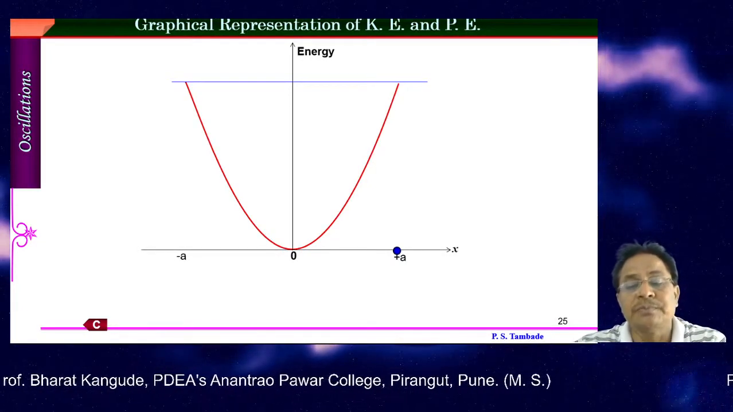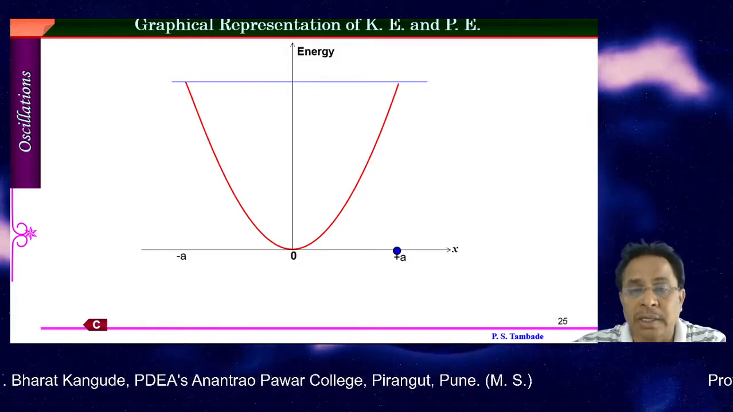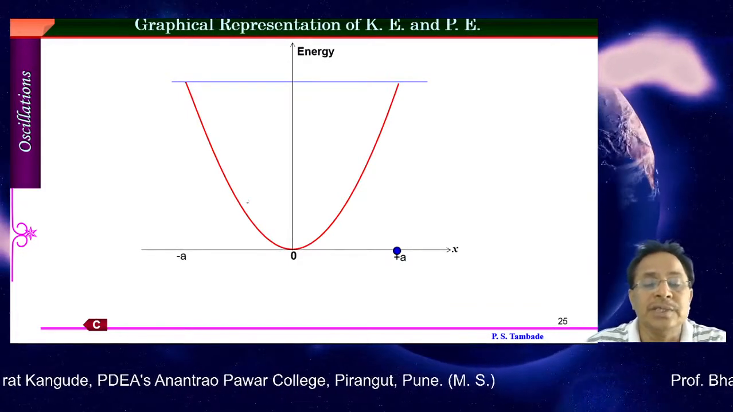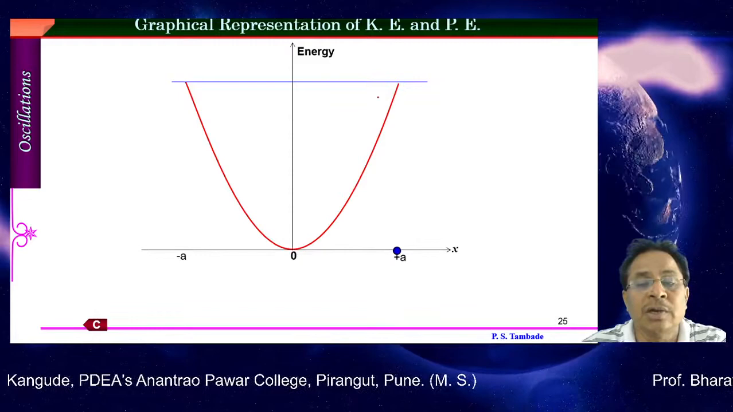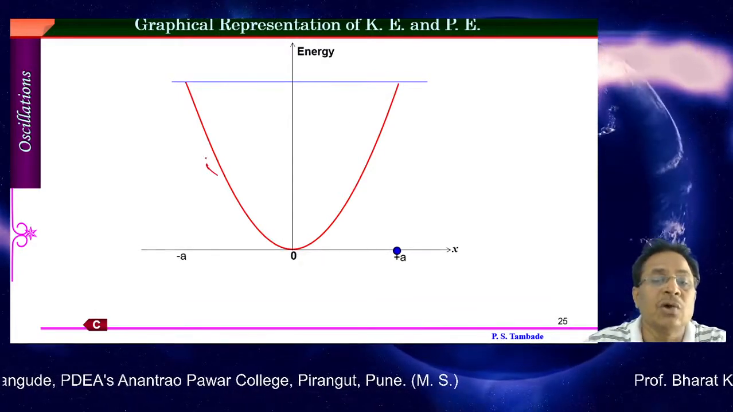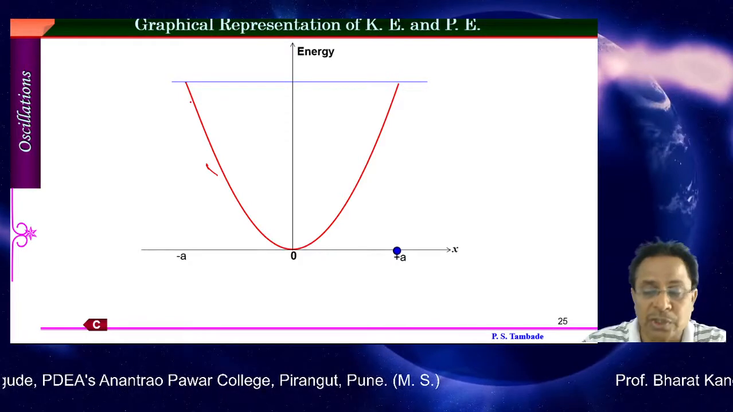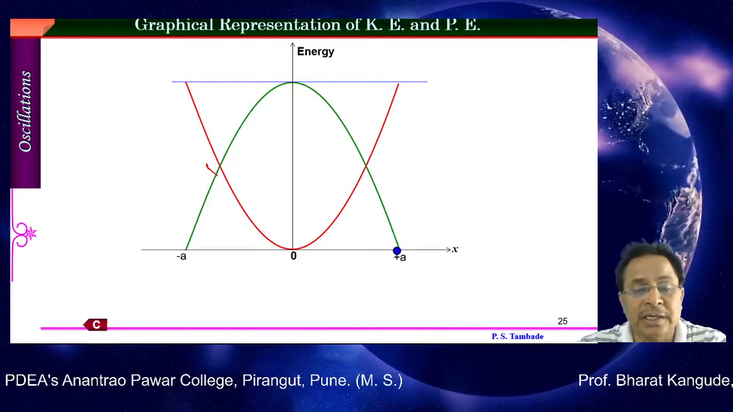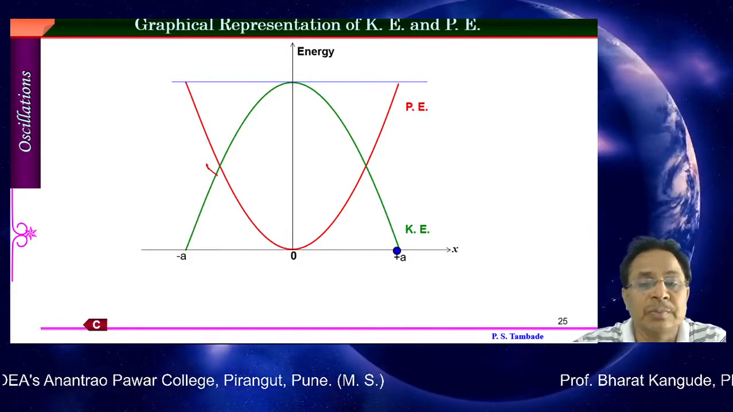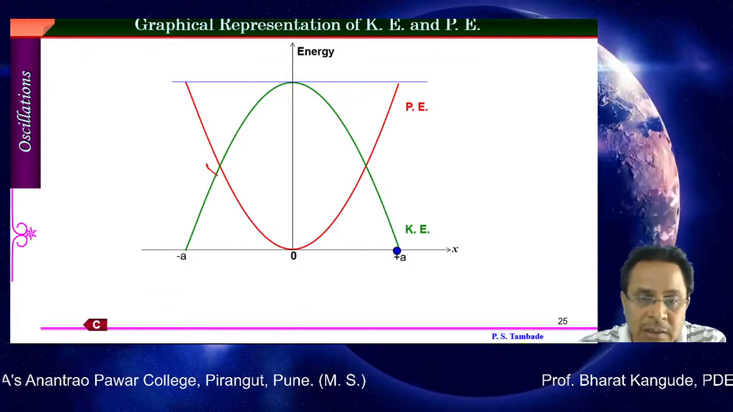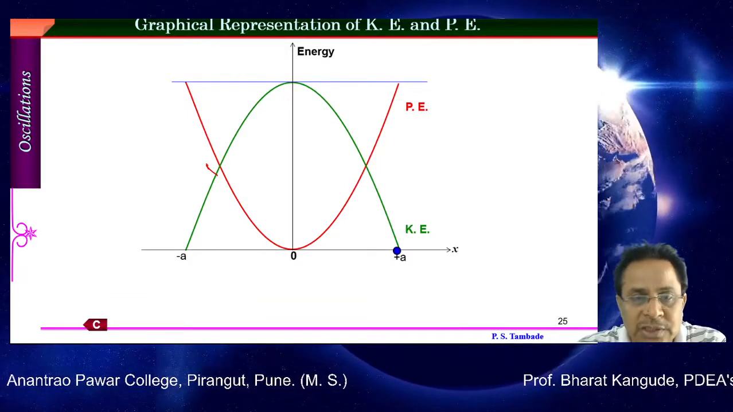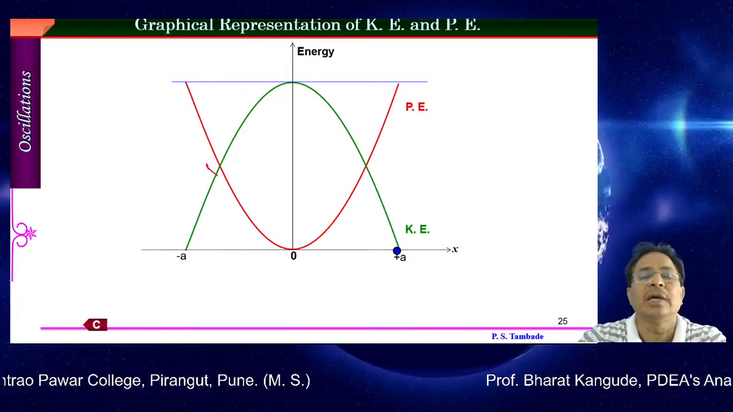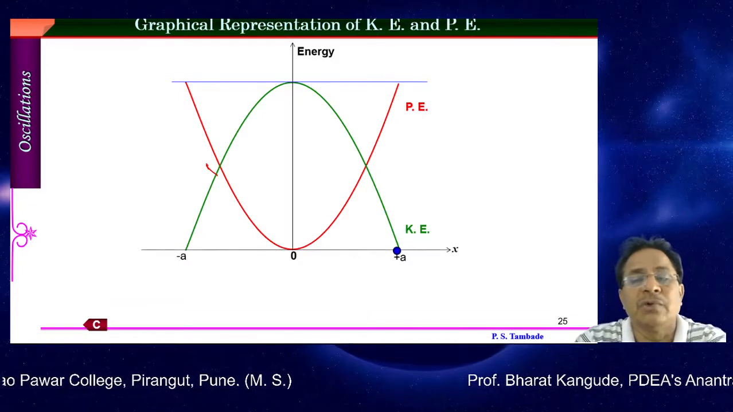At plus A, it is completely potential, as well as at minus A. At equilibrium this energy was 0, and it goes on increasing on the right hand side as well as on the left hand side, as we have shown. This is the potential energy. We already drew this graph in the beginning. Then the kinetic energy, which is shown in green. The potential energy shows a curve which is open above, and the kinetic energy shows the curve which is coming down. So the green curve is for kinetic energy, and the red curve is for potential energy.